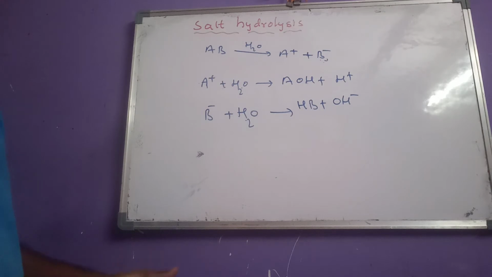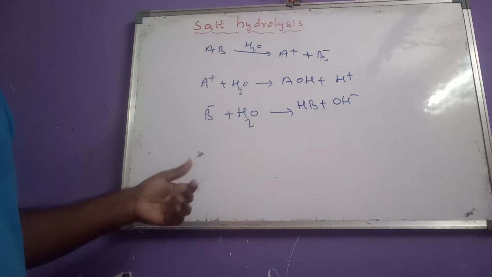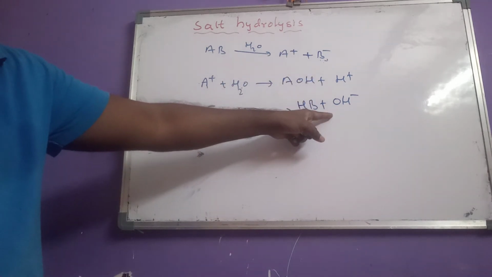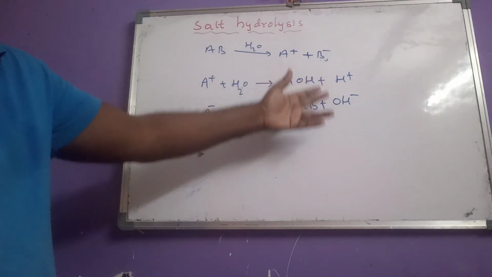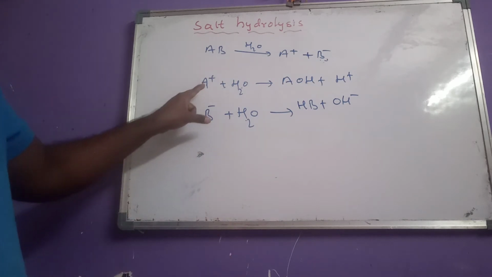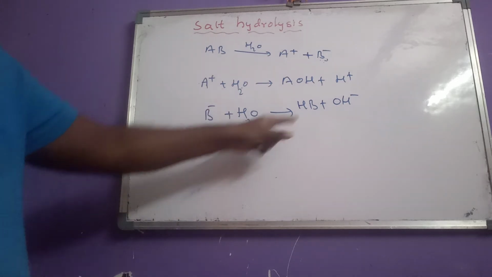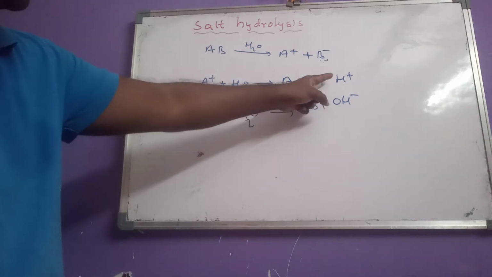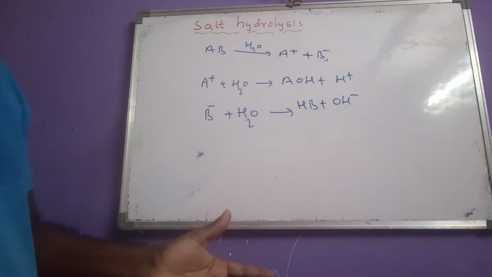So based on that reaction, that salt solution sometimes may have an acidic nature, sometimes may have basic nature. If both A plus and B minus of the salt react with water, we get H plus and OH minus. At that time, the nature will depend on the concentrations of H plus and OH minus.